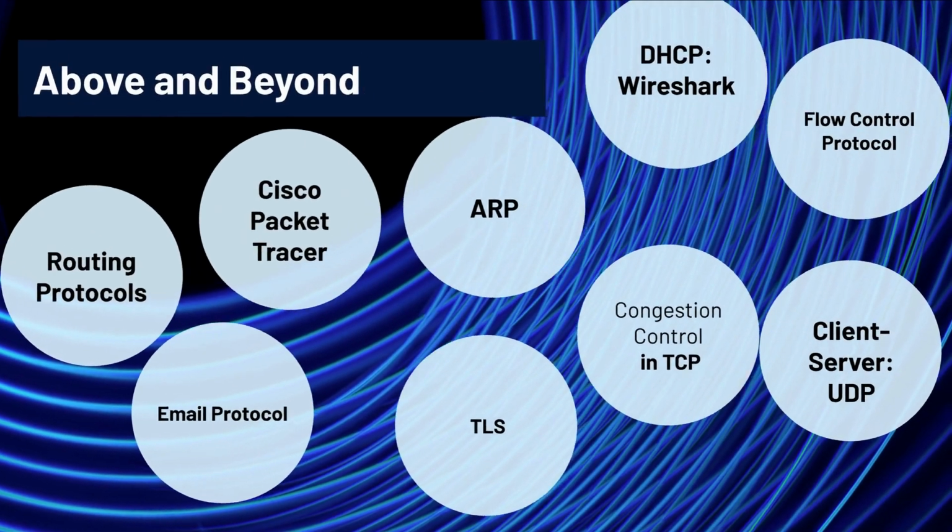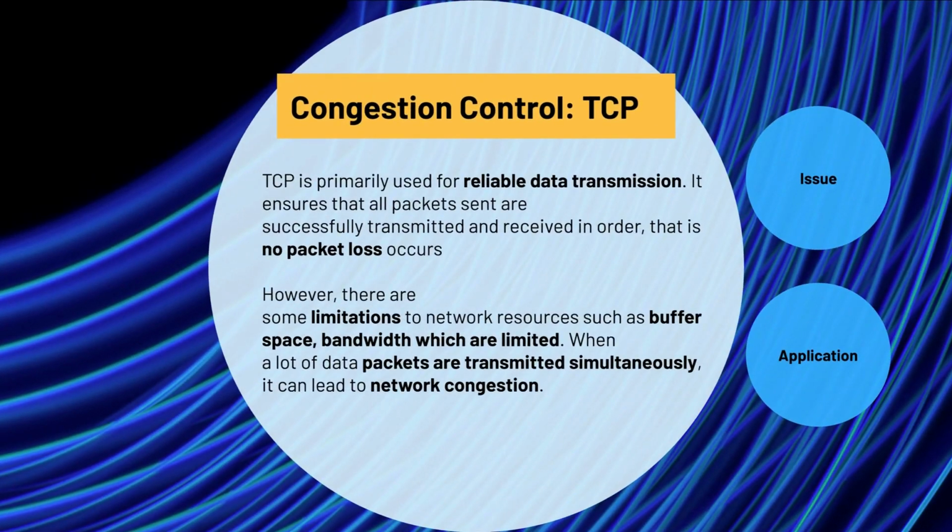Coming up next, we have the need for congestion control in TCP. So my research suggested that TCP is primarily used for reliable data transmission. It ensures that all packets sent are successfully transmitted and received in order, that is, no packet loss occurs. However, there are some limitations to network resources, such as buffer space and bandwidth, which are limited. When a lot of data packets are transmitted simultaneously, it can lead to network congestion.